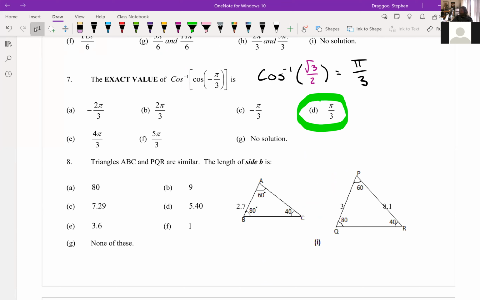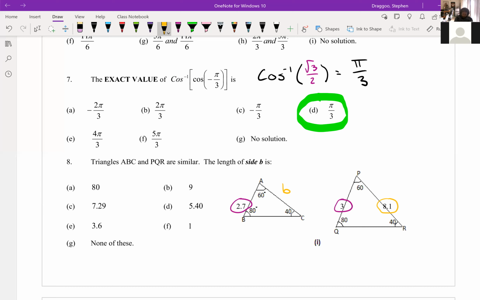Coming up next, we've got some similar triangles. ABC and PQR are similar. Find the length of side B. Keeping in mind that side B is going to be opposite angle B, so it should be this side over here. It is similar to 8.1. And then we also have 2.7 is similar to 3.